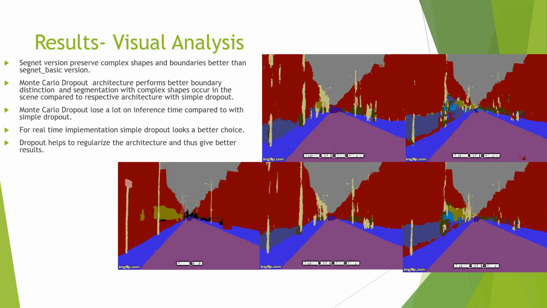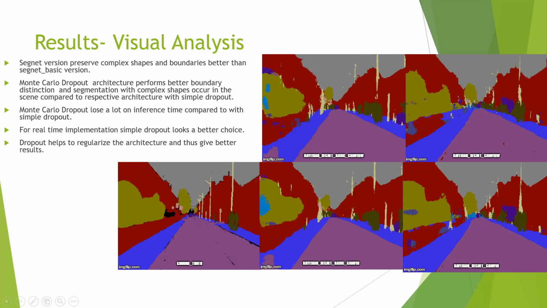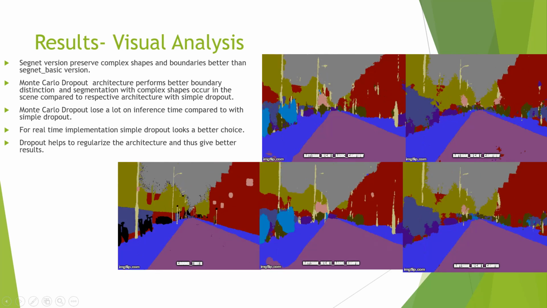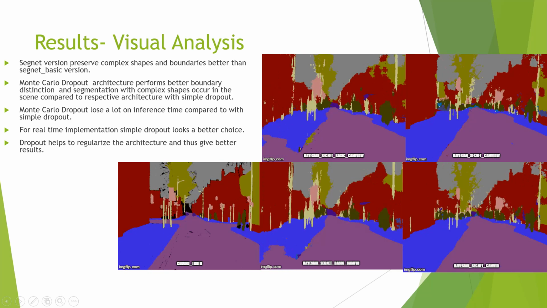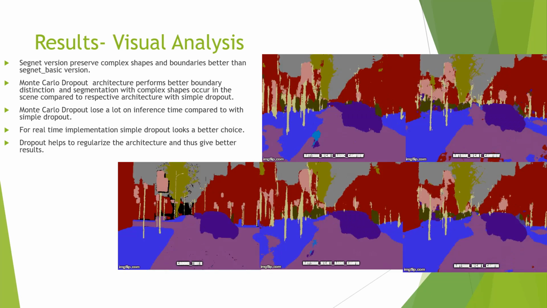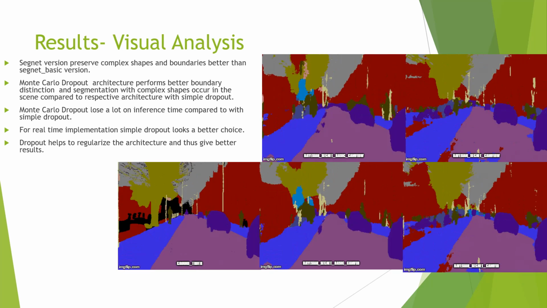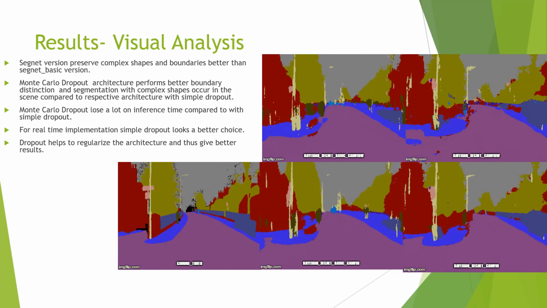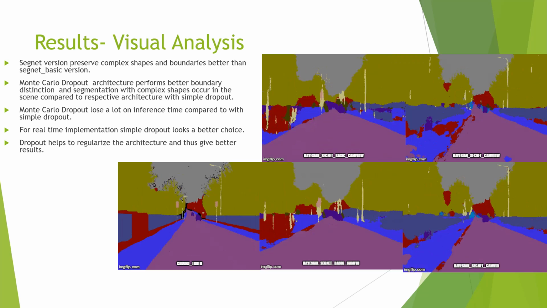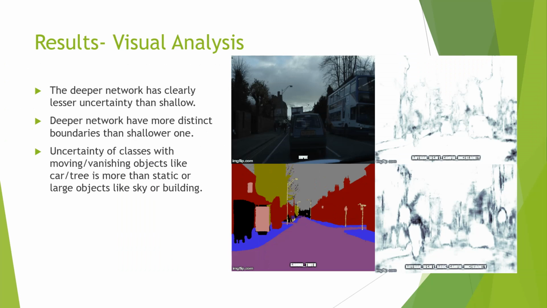The Monte Carlo dropout architecture performs better boundary restriction and segmentation with complex shapes in the scene compared to the architecture with simple dropout. Monte Carlo dropout loses a lot on inference time compared to simple dropout. For real-time implementation, simple dropout looks a better choice. Dropout helps regularize the architecture, thus giving better results.